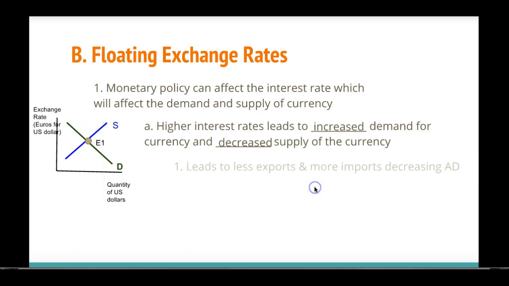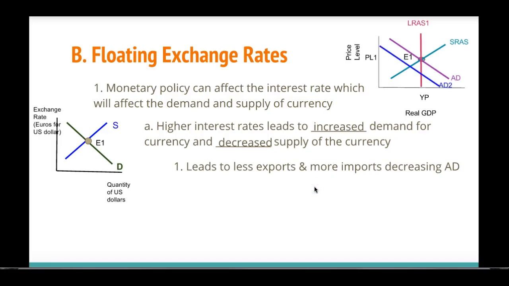So what about the opposite? This leads to less exports, because remember, interest rates are the exchange rates going up. We have appreciation. There's going to be less exports, and there's going to be more imports, which will also decrease aggregate demand. So we'll move aggregate demand to the left. So this will also go and fix an inflationary gap.